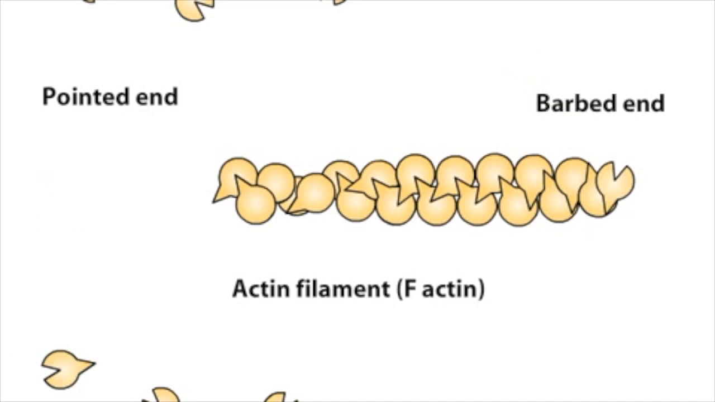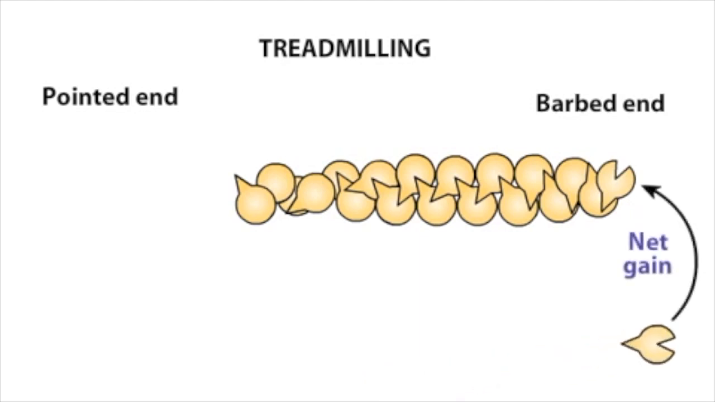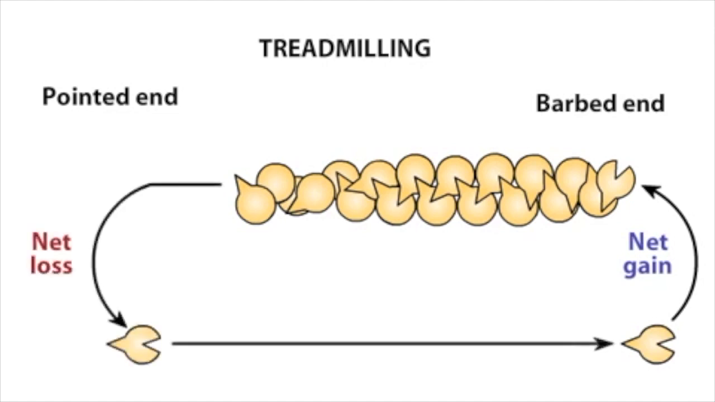When the concentration of free actin monomers falls below a certain level, the barbed end will continue to increase in length, but the pointed end will decrease in length, resulting in a phenomenon called treadmilling. Treadmilling can be depicted in a cycle diagram in which there is a net gain of subunits on the barbed end and an equivalent net loss of subunits on the pointed end.